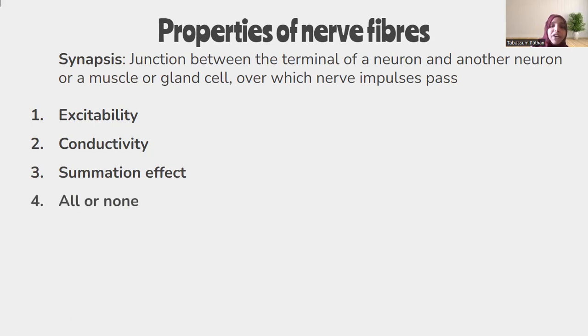Then another property of the neuron is all or none. This means what? A nerve fiber or a neuron will conduct the electrical impulse through the entire length of the axon.